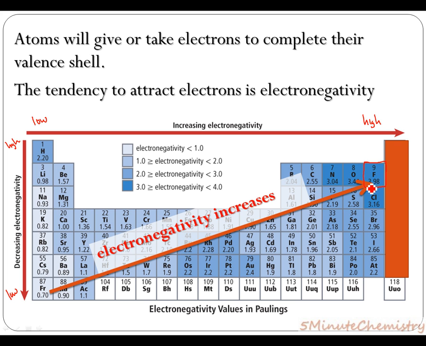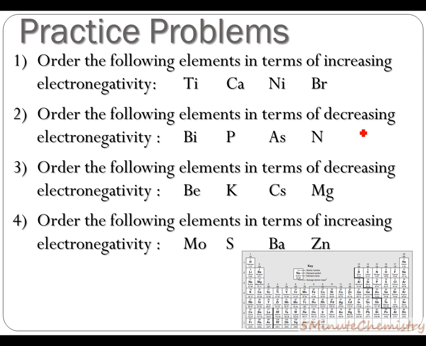Notice that this is the opposite of our radius trend. If you think about this, this actually makes a lot of sense because fluorine has a very small radius. The positive center, that nucleus, which would attract electrons, is very, very close to the outside. So it kind of makes sense that these should be opposite trends. I'll give you a second to go ahead and pause your video here, and then we will move on, and I will work these out.